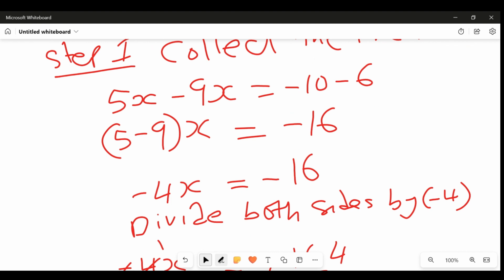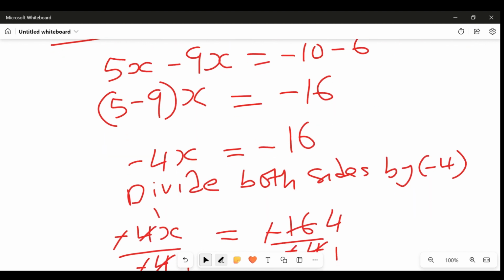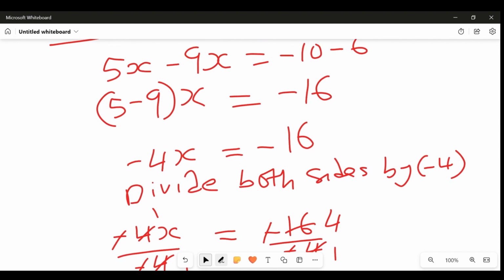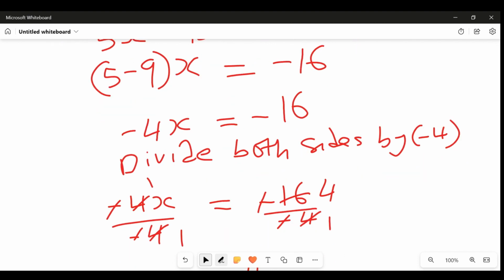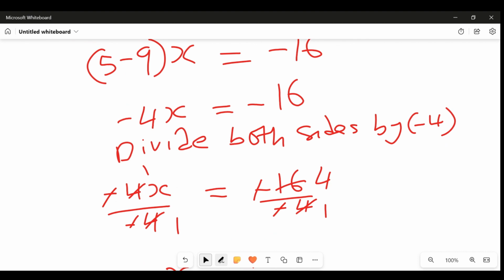You just collect the like terms. That's the first thing we did there. We collect the like terms, and we do our basic arithmetic. We have minus 4x equals to minus 16. And from there, we want to find our x. And the coefficient of our x is minus 4.